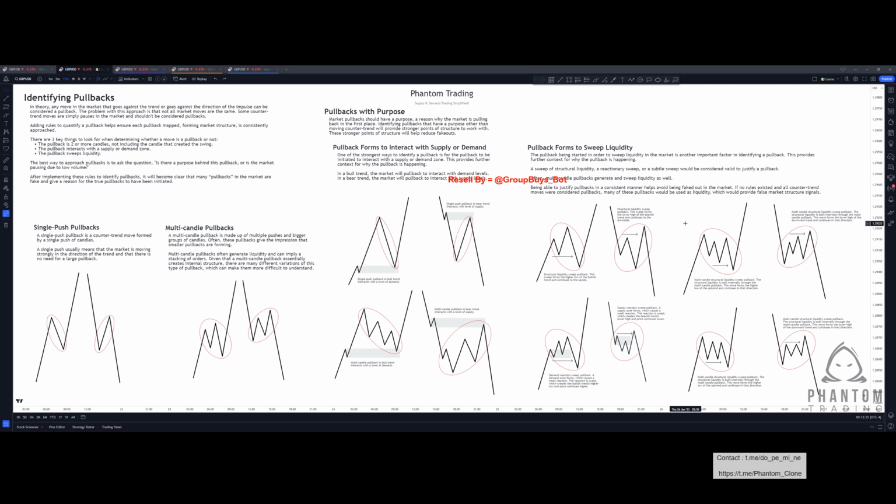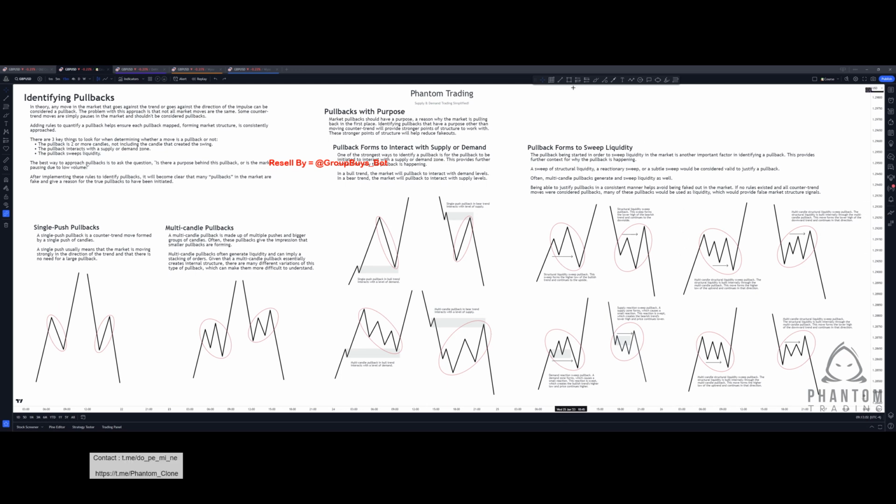If no rules existed and all counter trend moves were considered pullbacks, many of these pullbacks would be used as liquidity, which provide false market structure signals and ultimately put you on the wrong side of the market more often than not. Now, I'm not going to go into too much depth on these particular situations of pullbacks forming to sweep liquidity, because in order for them to be fully understood, we would need to discuss liquidity concepts, and we'll be doing that in a future episode.